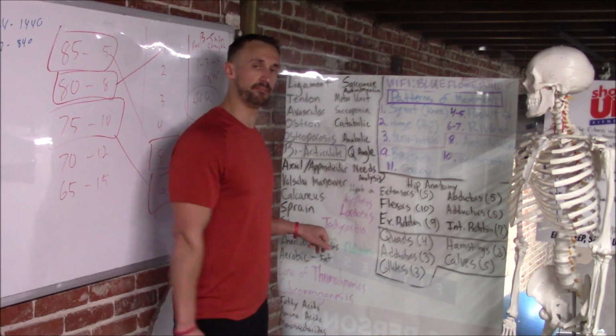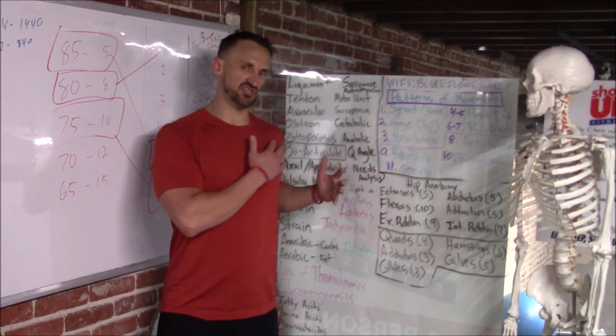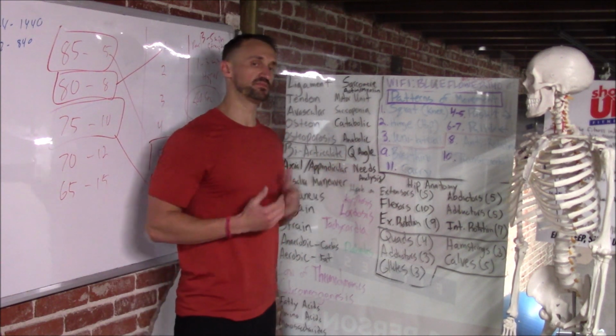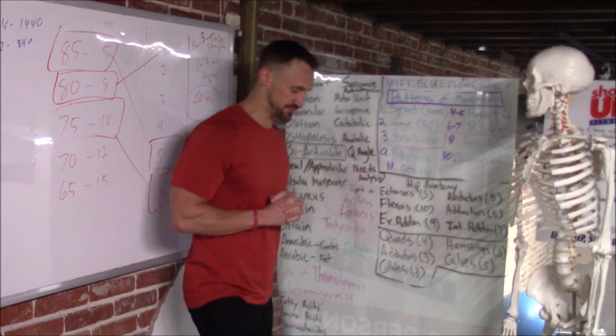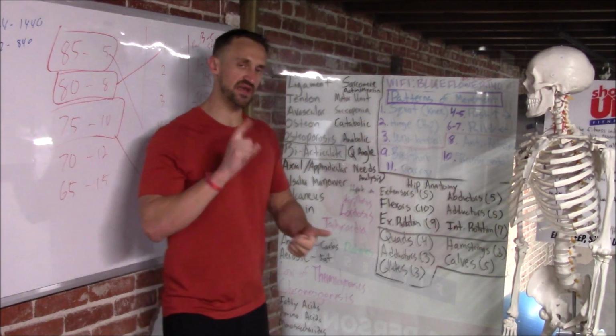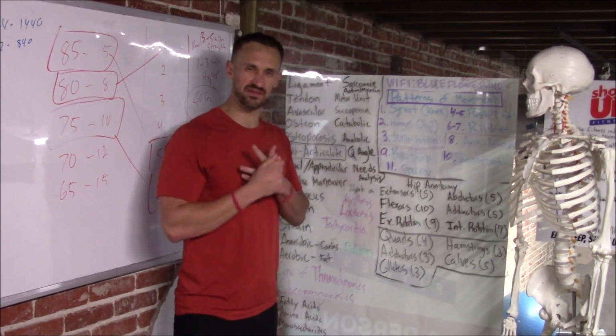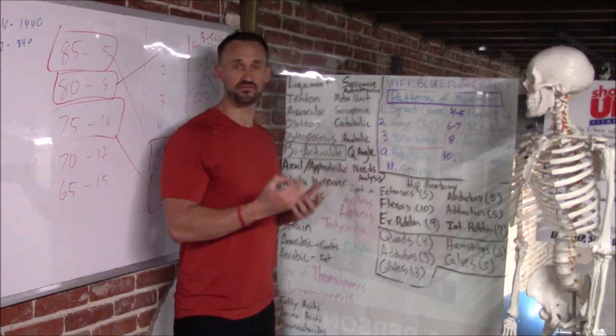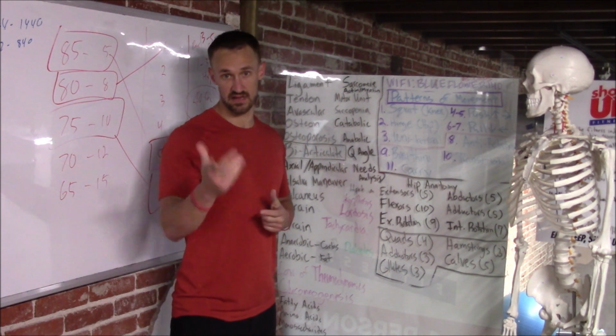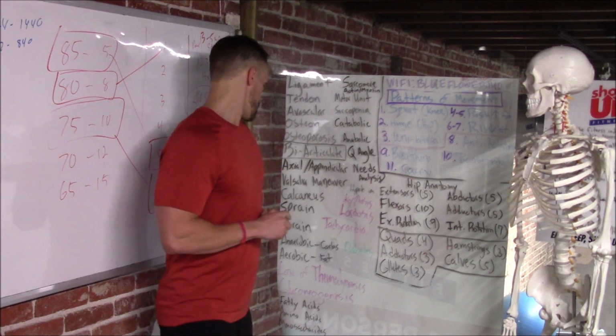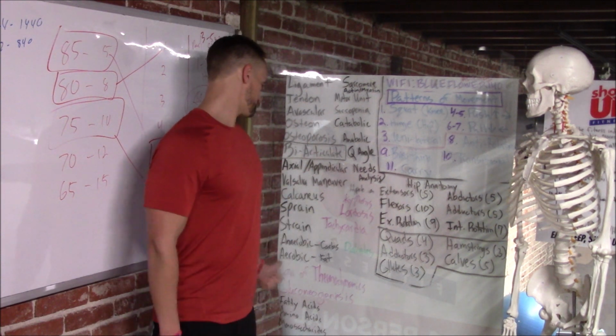A sprain and a strain. A strain is to a muscle or a tendon, like a pec strain. A sprain is to a ligament. You sprain an ankle. You have grades 1, 2, and 3, 3 being the worst. A lot of times that will be a severed tendon or ligament. Ligament. 1, 2, and 3 for sprain and strain.